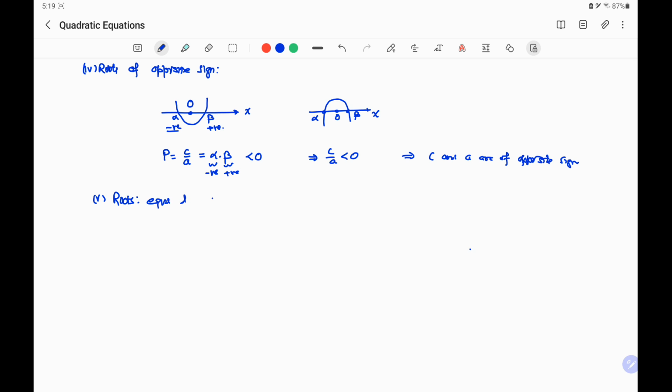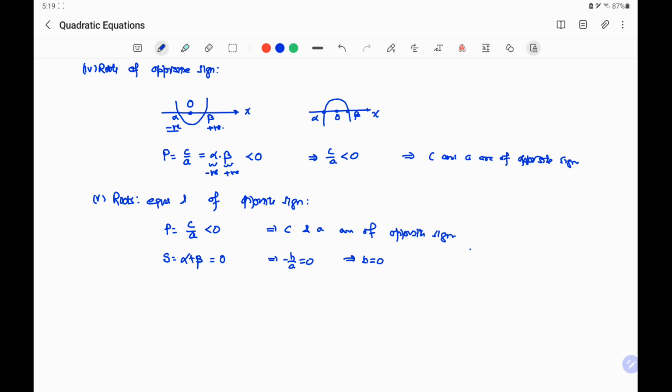If roots are equal and of opposite sign, in this case also, the product of the roots will be c/a and will be less than 0. That means c and a are of opposite sign. Additionally, the sum of the roots, alpha plus beta, because these two roots are equal and of opposite sign, will be 0. We can say -b/a will be 0 or b equal to 0, as a cannot be 0 for a quadratic equation. So the condition for the roots to be equal and of opposite sign is b equal to 0 and c and a are of opposite sign.